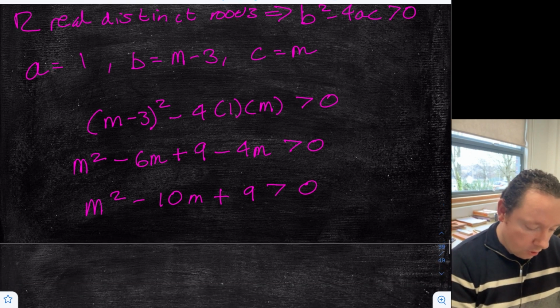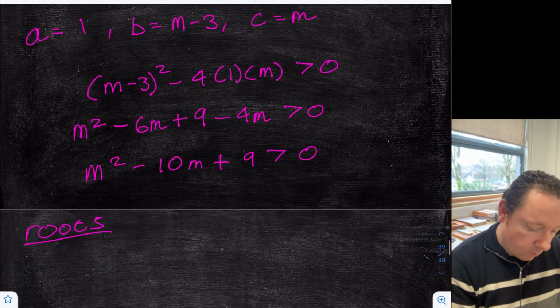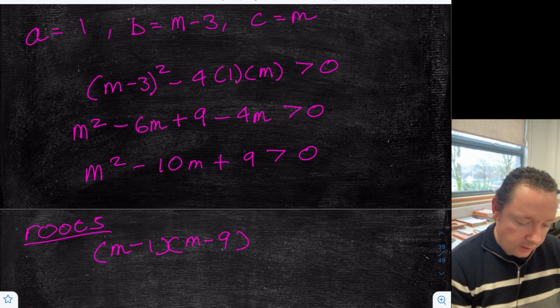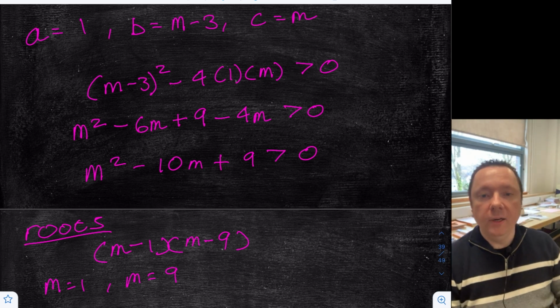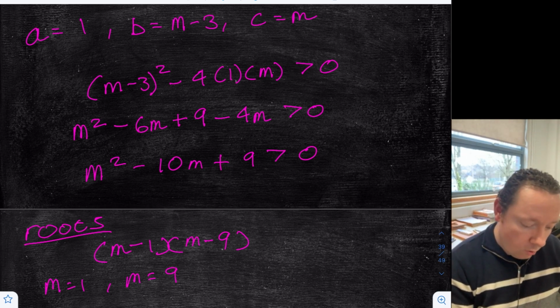So looking at the roots, we can try and factorize this. We've got double brackets, m and m, 9 and 1, minus 9 minus 1 gives you minus 10. So the roots have m equal to 1 and m equal to 9. And now we need to draw a graph to examine when the inequality is greater than 0. So that's why we look at the roots.